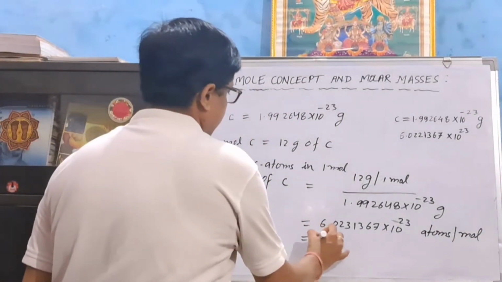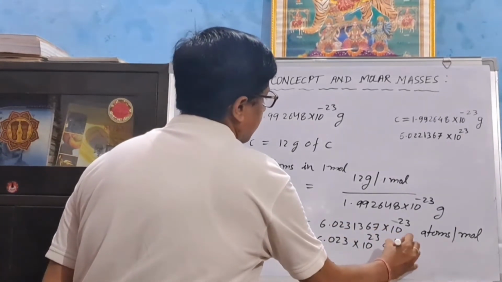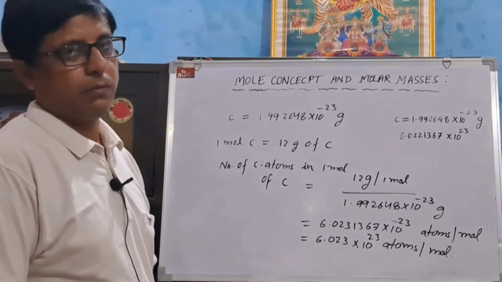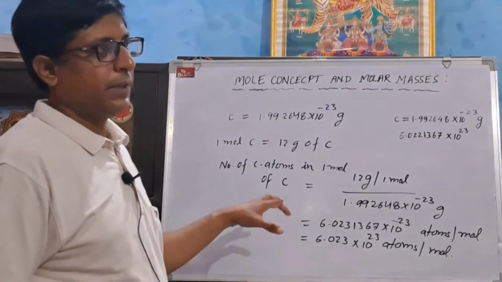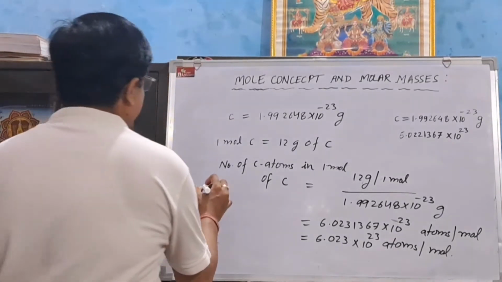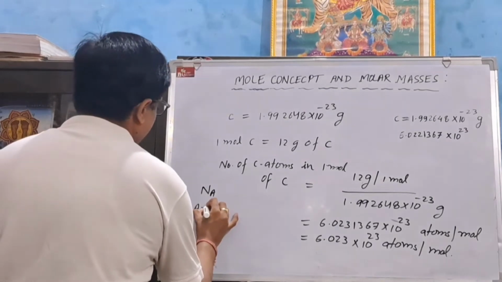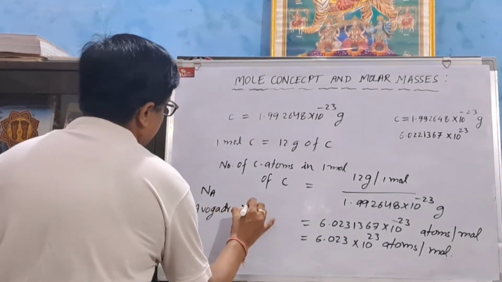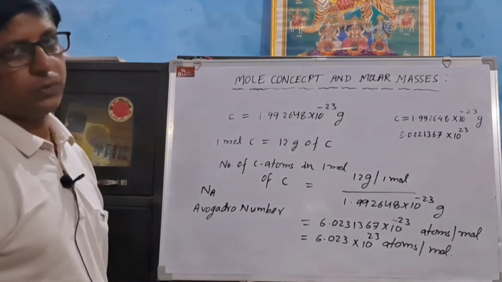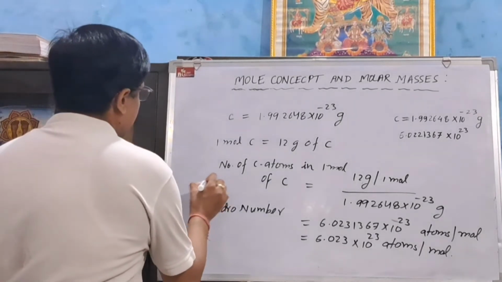For simplification, we use 6.023 × 10^23 atoms per mole. This number is so important that it is given a name and a symbol. It is represented by the symbol Nₐ, and it is called Avogadro number. This number is called Avogadro number in honor of the scientist Amedeo Avogadro.